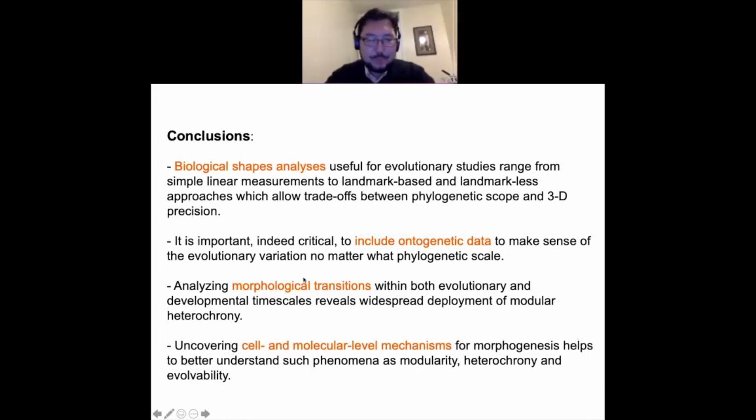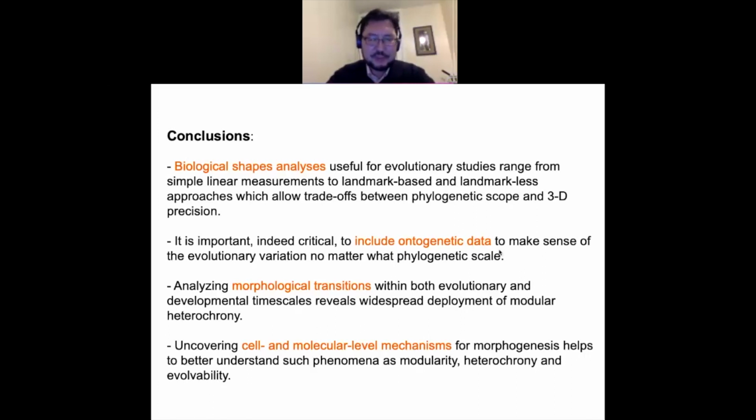It is important, indeed critical, to include ontogenetic data, that is developmental data, to make sense of the evolutionary variation, no matter what phylogenetic scale. So this is how we, for example, discover those heterochronies, by comparing evolutionary trends, but also by including juveniles and embryos. That's when we noticed that in some species, the development was slowed down or sped up.